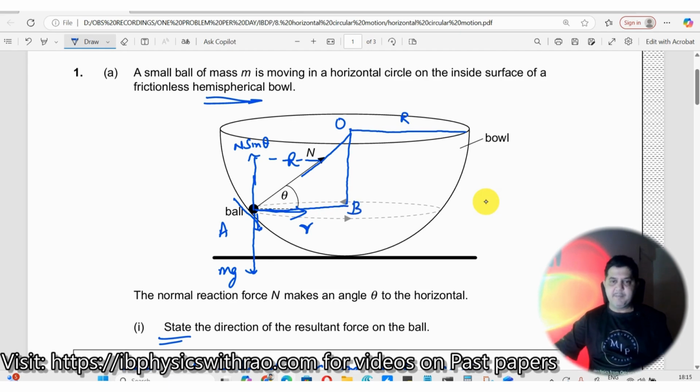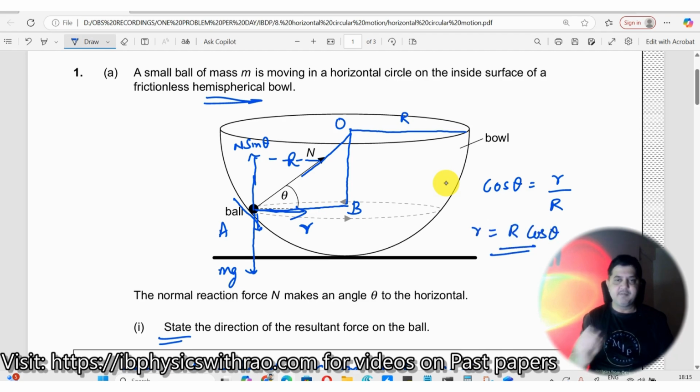Okay. Now let me go back over here. Now how are this small r and capital R related? In the right angle triangle, I can now say this is the hypotenuse. So this is small r over here. I can now say cos theta is equal to small r by capital R. Right? Small r is equal to R times cos theta. This is what we get.